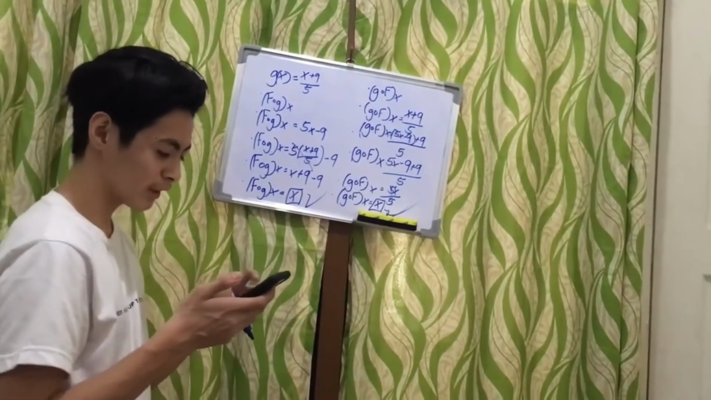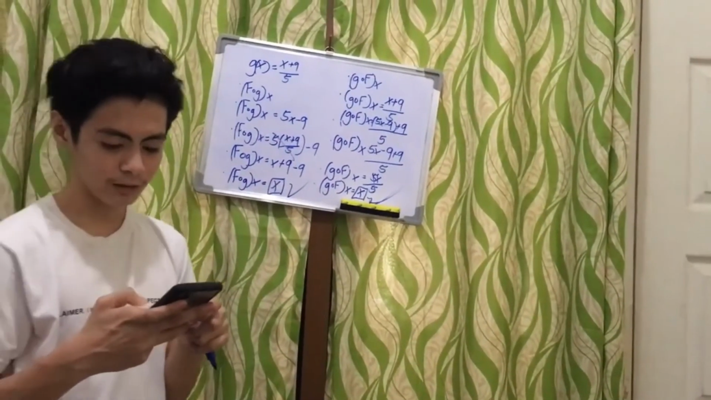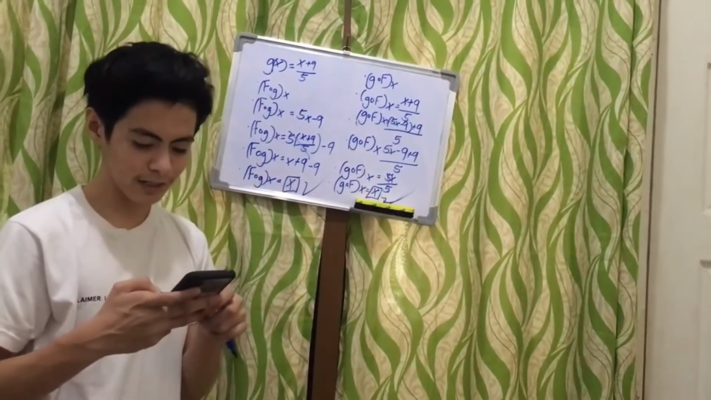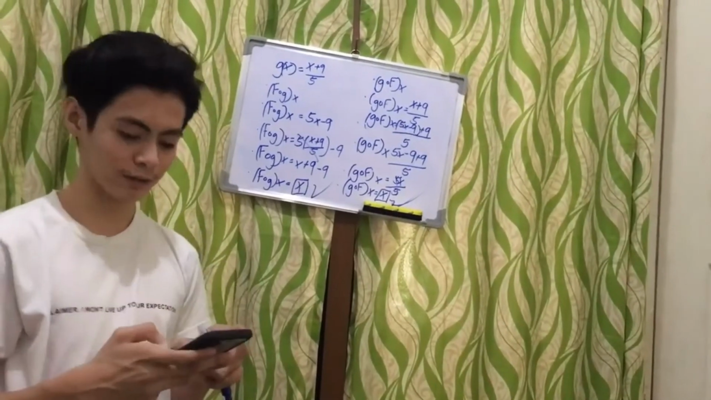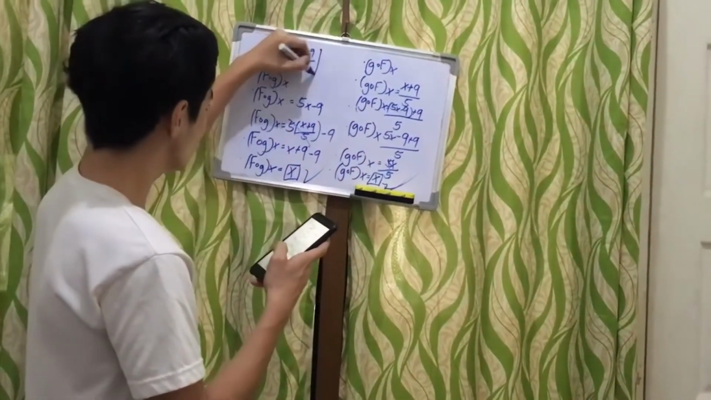It is always positive x and never negative x. If both of your check solutions are negative x, then you are wrong. Your answer is wrong. Therefore, x plus 9 over 5 is correct.